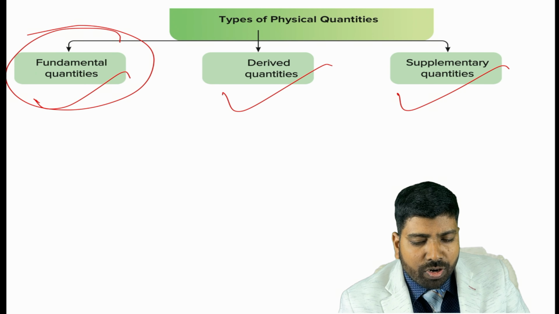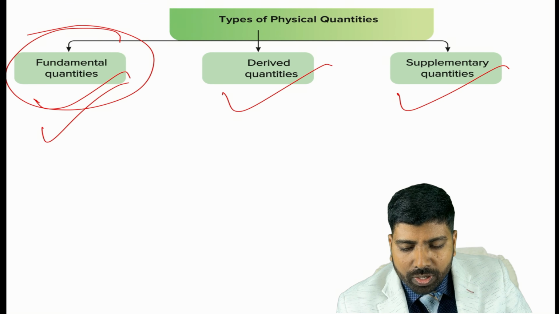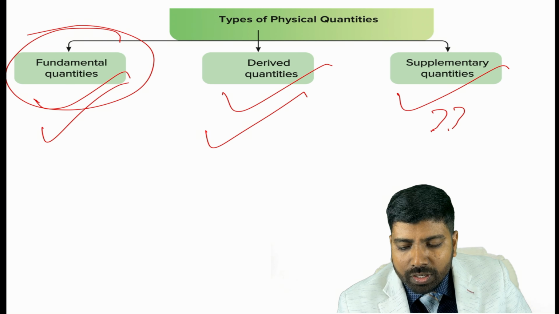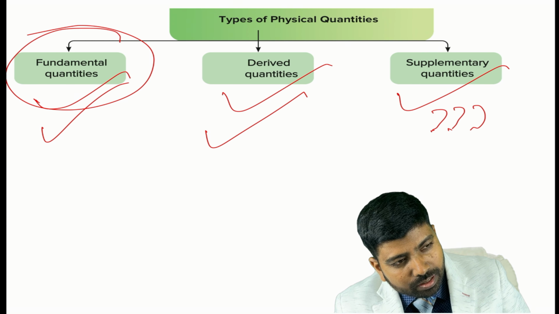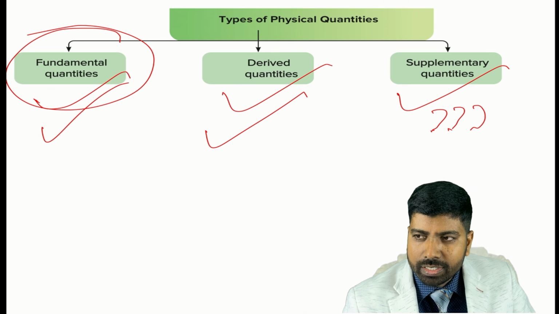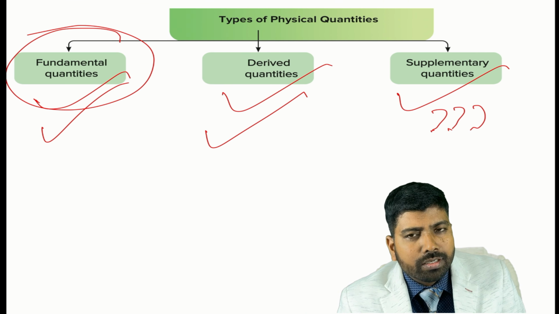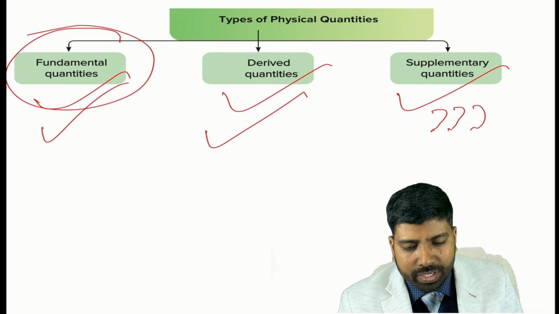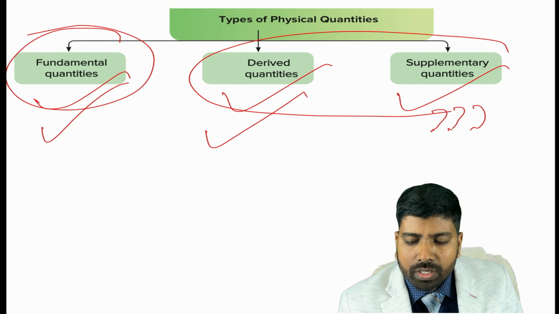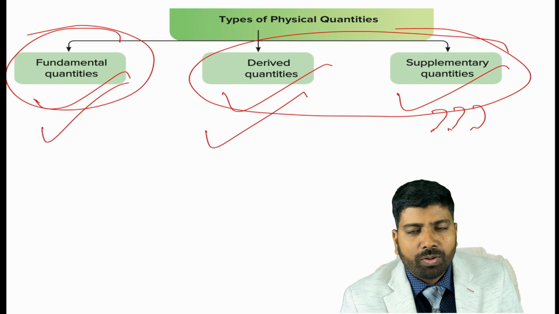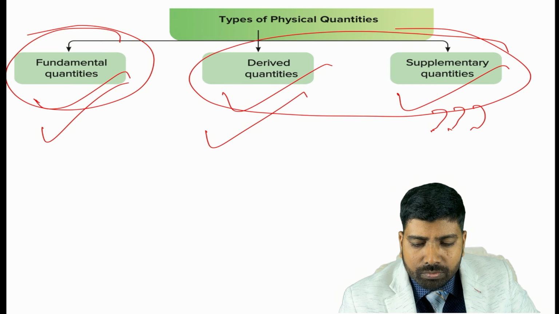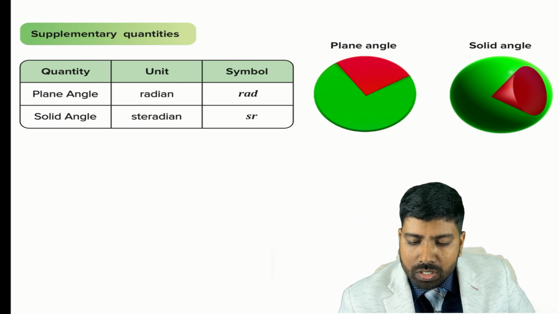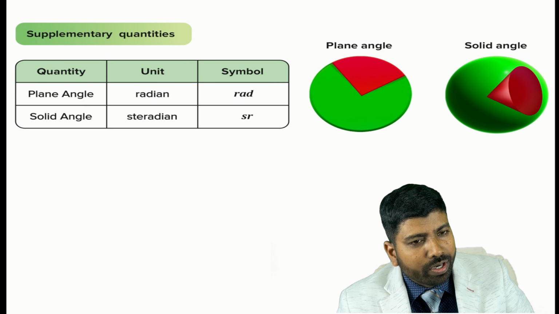Now we understood about fundamental physical quantities, and we understood about derived physical quantities, and the last one is supplementary physical quantities. Some writers in some books put these supplementary physical quantities together with derived, but in some books you will find them separate.